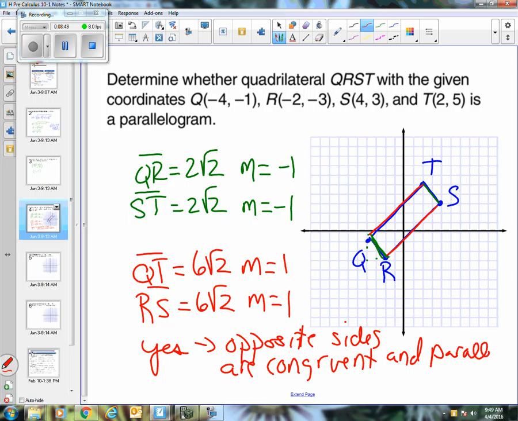Now, not only are they congruent and parallel, let's take a look. The slopes are 1 and -1. That means when you multiply them together, they are opposite reciprocals. They get a slope of -1. And if you think about it, this is actually a rectangle, because wouldn't those be 90-degree angles then? Because those two lines are perpendicular to each other. So like QR and QT, that would make a 90-degree angle. So this is actually, in fact, not even just a parallelogram. It's a rectangle. So there you go.